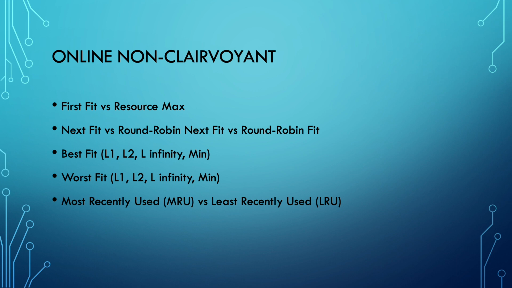This means that the algorithm does not know any of the future information, which means that when an item arrives, it does not know the departure time, and also it does not know what the future arriving items are. And these are the algorithms under this category.